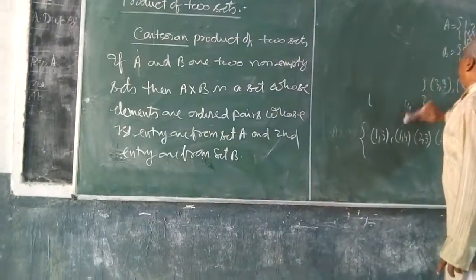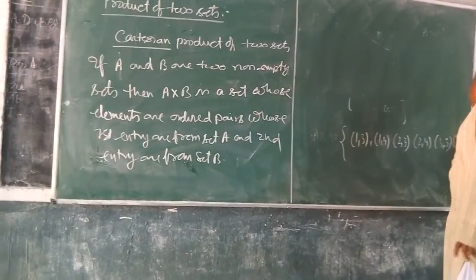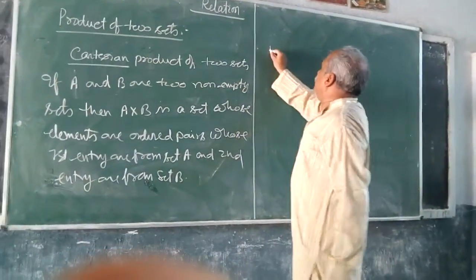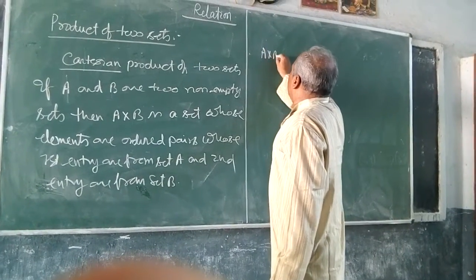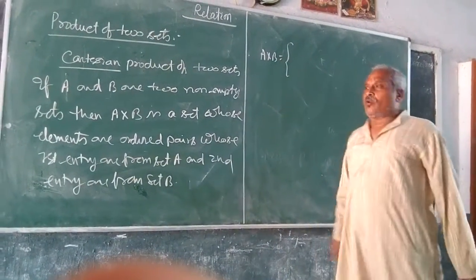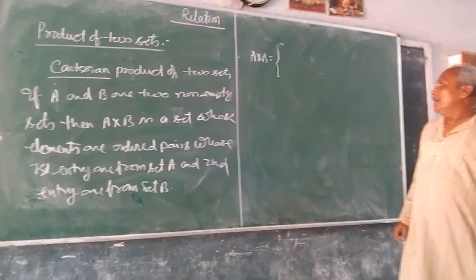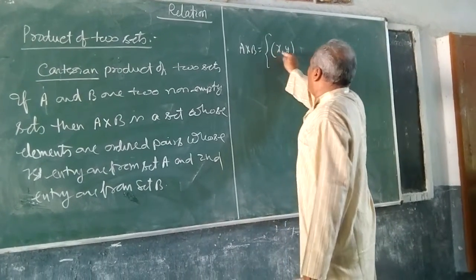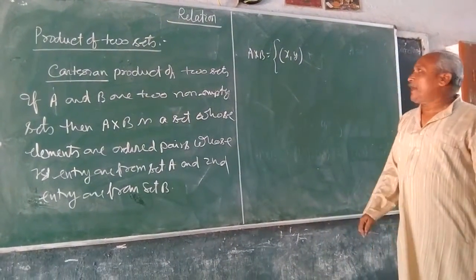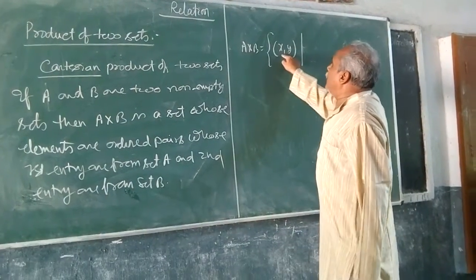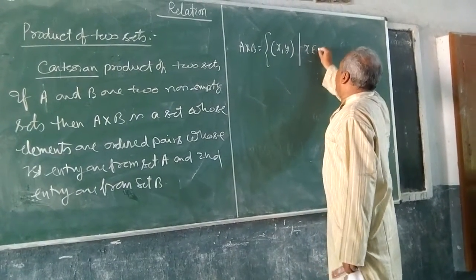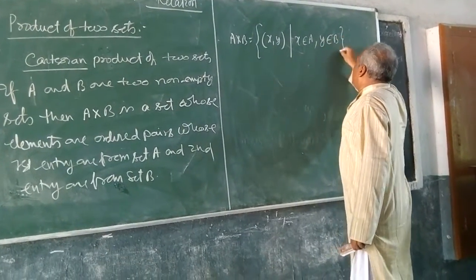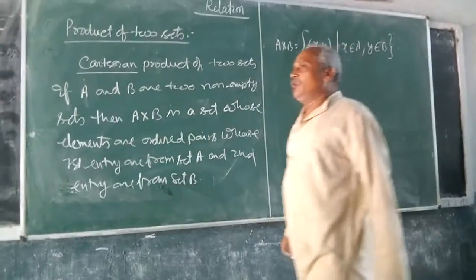Now, in set builder form, how can we write it? A cross B is a set. We all know a set is written within curly brackets, and this is comprised of ordered pairs. An ordered pair is always written in the form (x, y) in small brackets, such that x comes from set A and y comes from set B. It is the cross product of two sets.